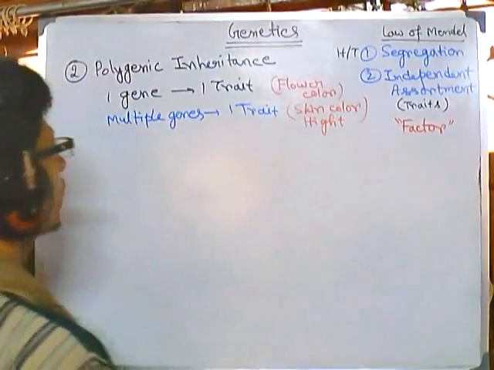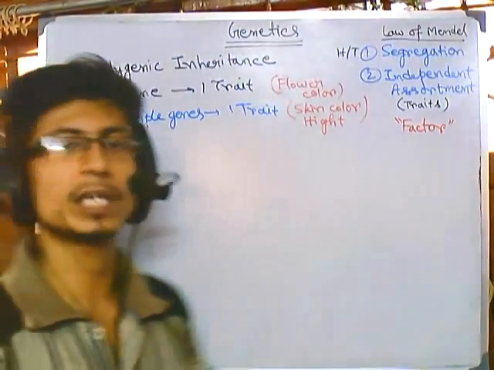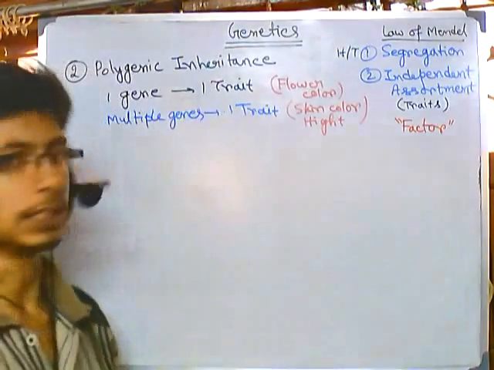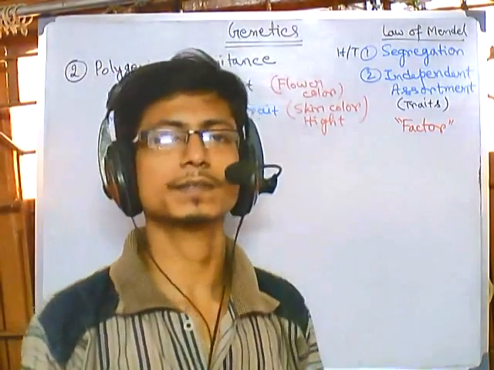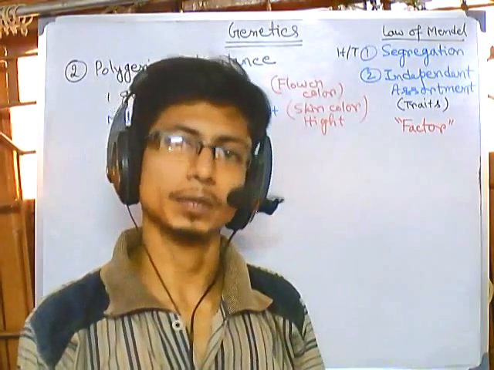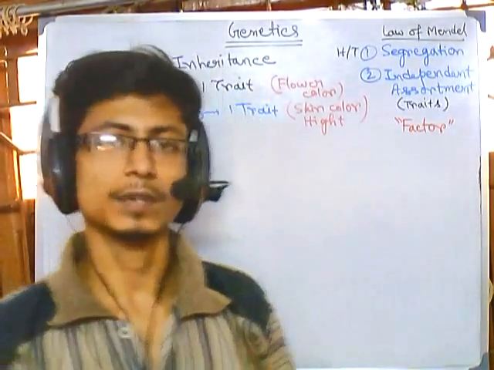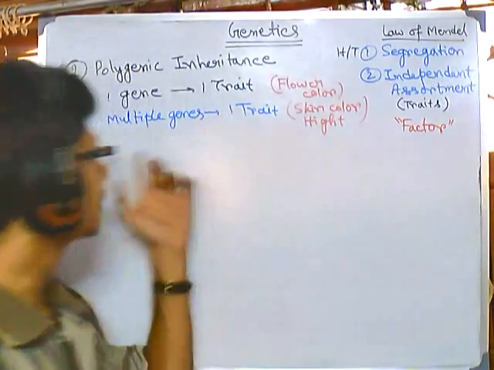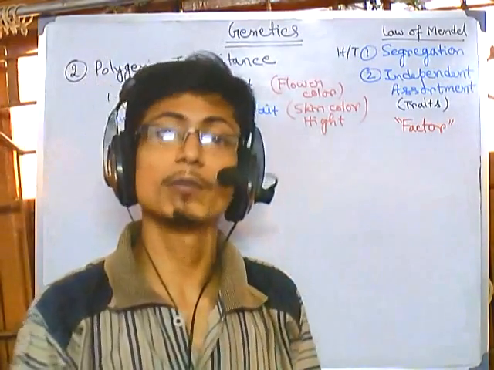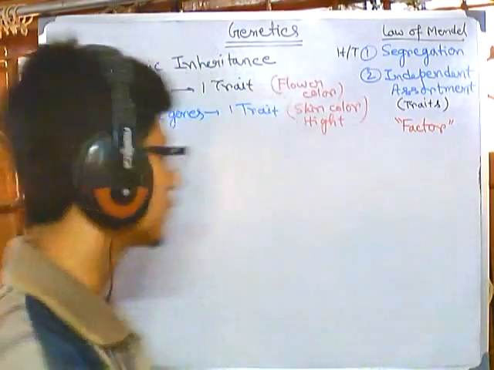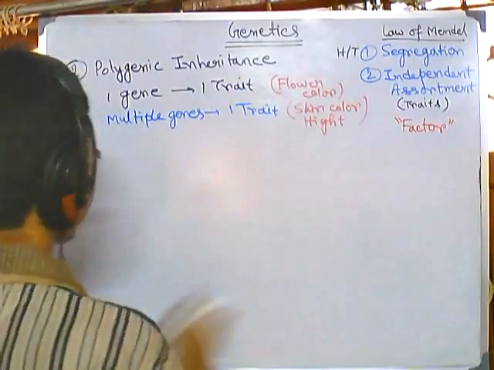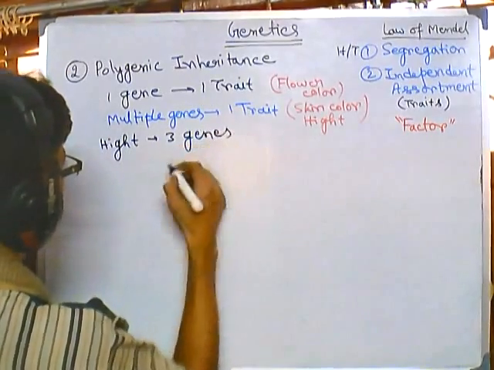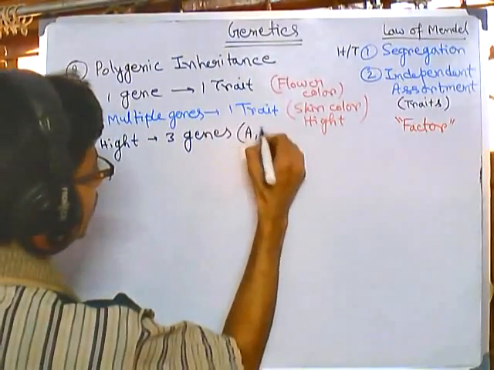Okay, so now let us talk about it. The inheritance pattern of multiple genes is completely different from that of a single gene. For example, let's say three genes are controlling one particular trait, suppose in case of our skin color, or say in case of our height. Height is also regulated by multiple genes. It is not three or four genes, there are many more genes, but for our understanding's sake, let's consider that our height is controlled by three genes, and those genes are A, B and C.